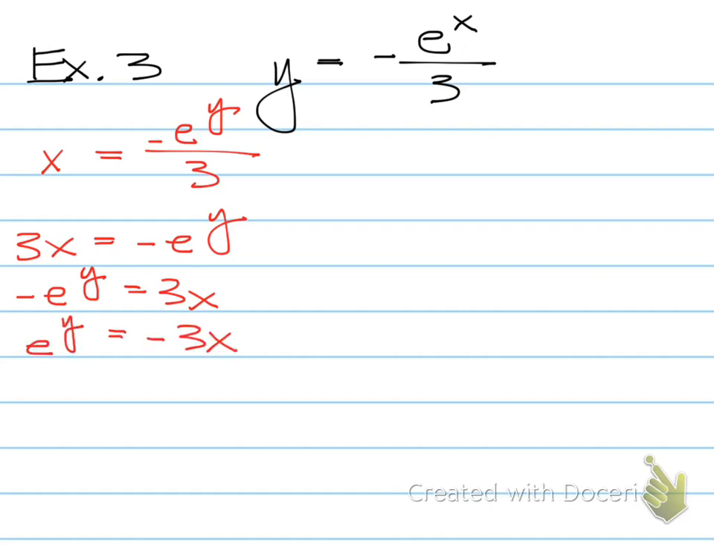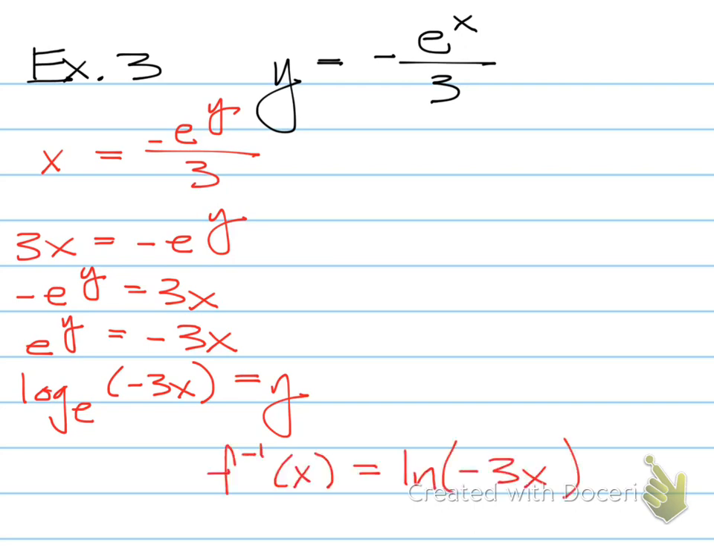And then now I'm going to put this in logarithmic form. It's in exponential form right now. I'm going to put it in logarithmic form by taking the log base e of -3x, and that's going to equal y. Log base e of -3x equals y. And then just change the log base e to ln and replace the y with f inverse of x.